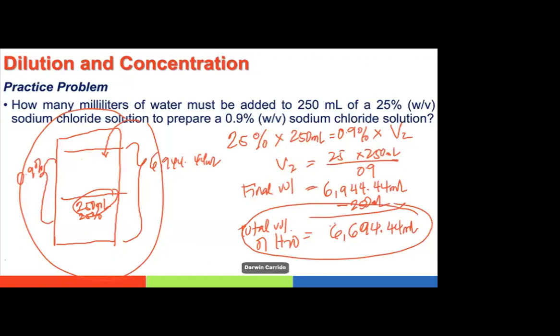Nakuha ba? Yes, sir. O, maging cautious sa pag-analyze ng problem. Because many students will answer 6,944. I bet. No? So, ilang water na? Sige.